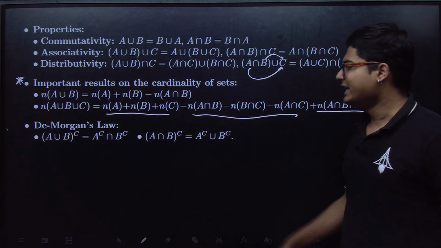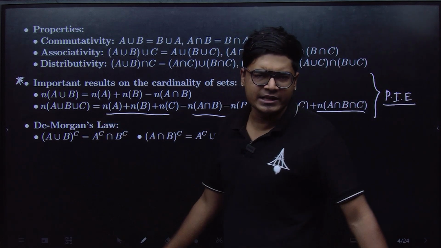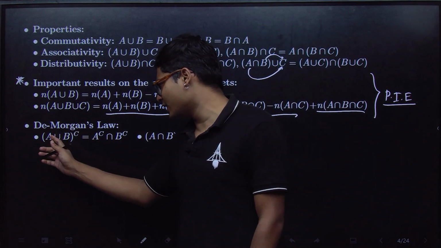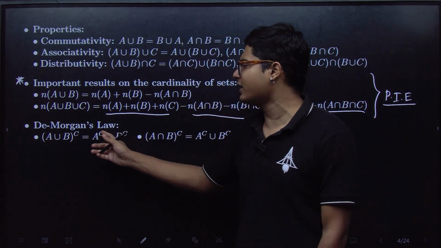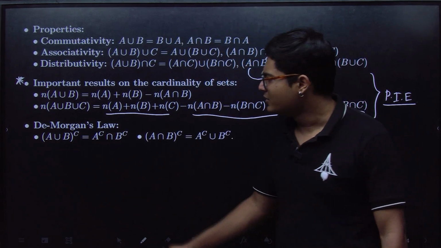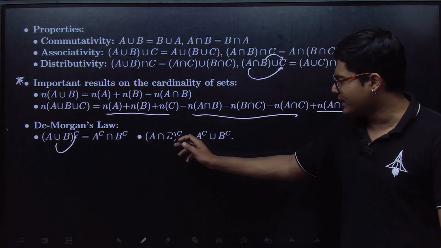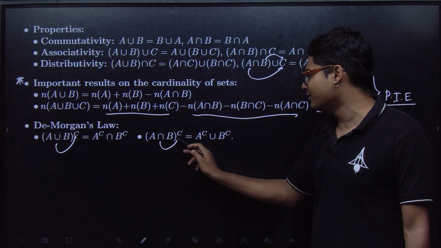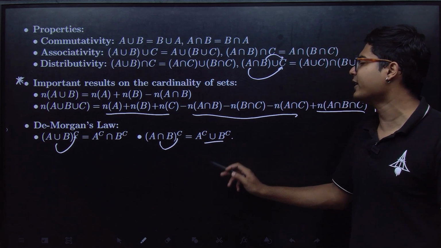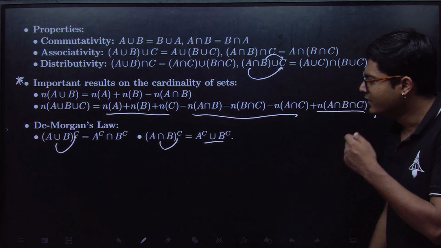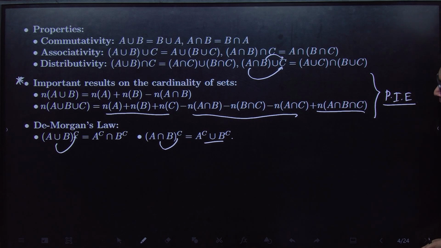Okay. De Morgan's law basically deals with complements, right? So if you take the A union B and you take its complement, you'll end up with A complement intersection B complement, right? So in some sense, the complementary event of union is intersection. Same goes for intersection. If you take the complement of intersection, you'll get A complement union B complement, right? So this is what De Morgan's law works with.